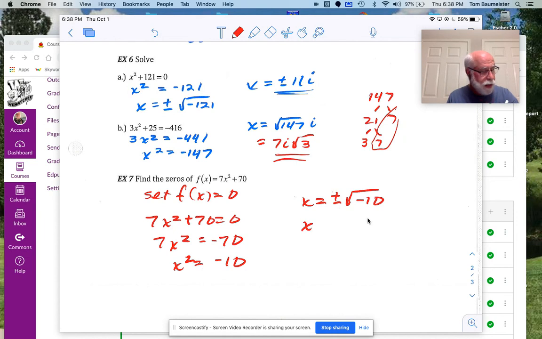Now that plus or minus will still be there, even though I have an i there, right? I still have the plus or minus. And again, the only thing that'll come out is the i, and then I'll have root 10.